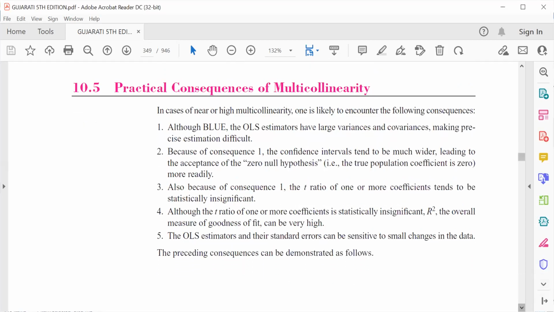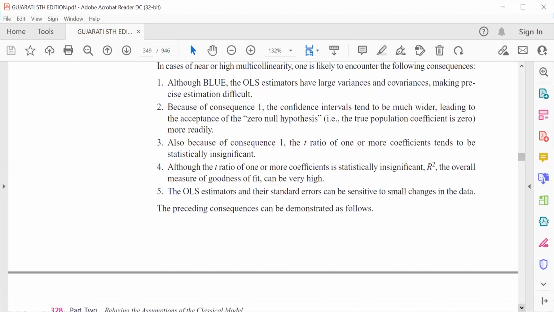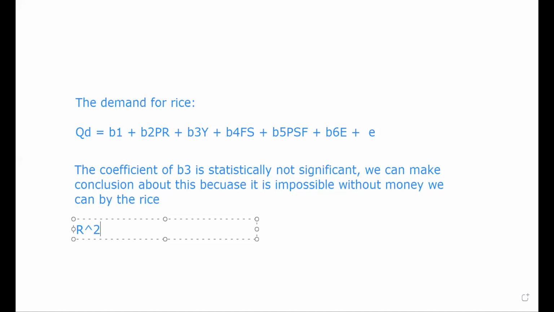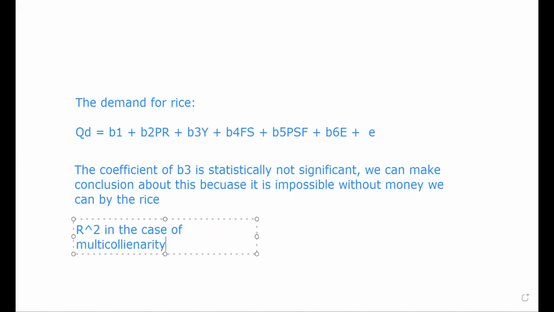Because of consequence number one, the t ratio of one or more coefficients tends to be statistically insignificant. Although the t ratio of one or more coefficients is statistically insignificant, R square is usually very high. In the presence of multicollinearity, R square is usually very high.